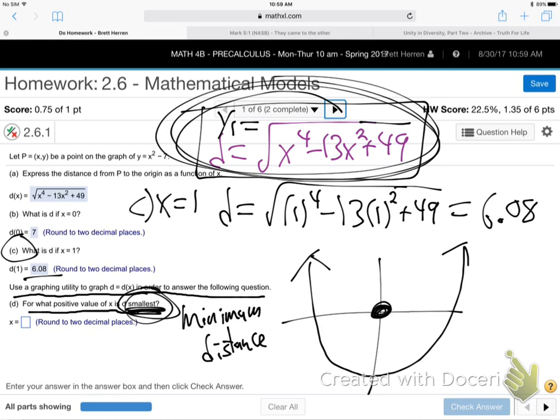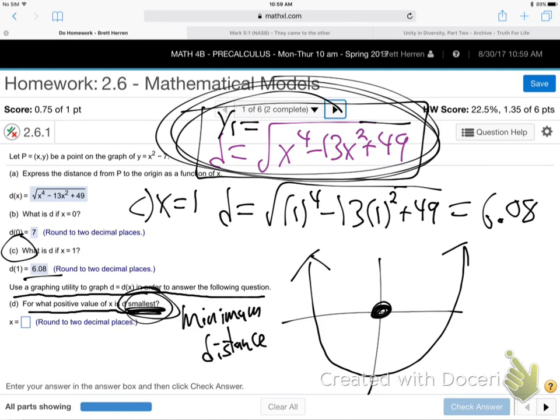All right, so we got a square root of. You've got to do the square root button, square root of, and then the parentheses, and it does it automatically. And then x to the fourth minus 13x squared plus 49. That good? Put that in y1.